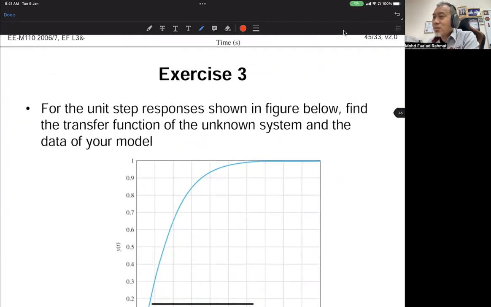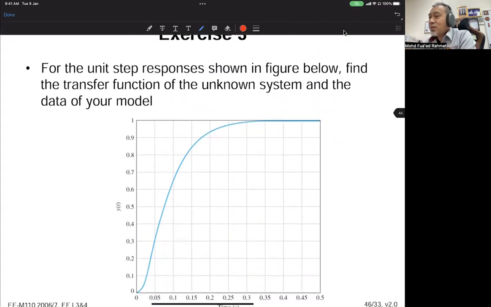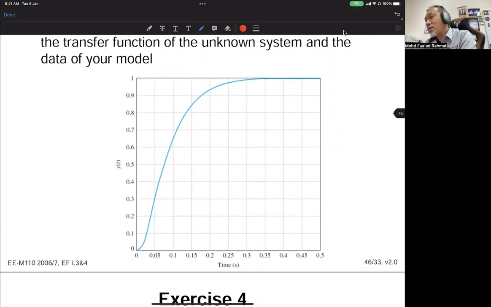And this one is exercise 3. I think this one is most probably either second order, undamped, or first order. Okay, but you can try. It's either first or second order.